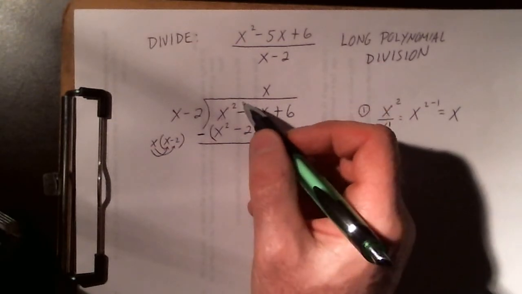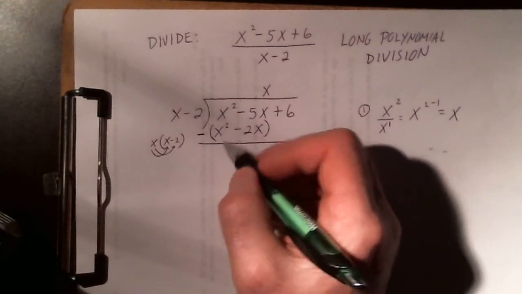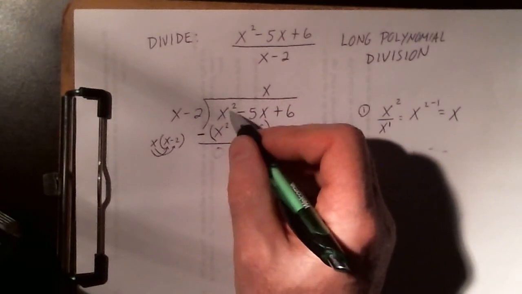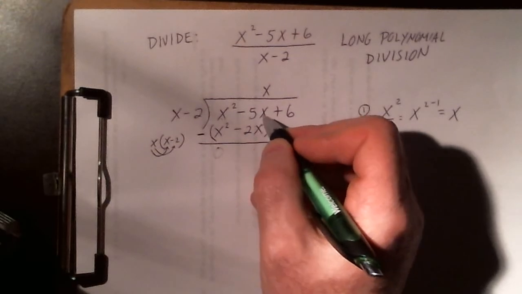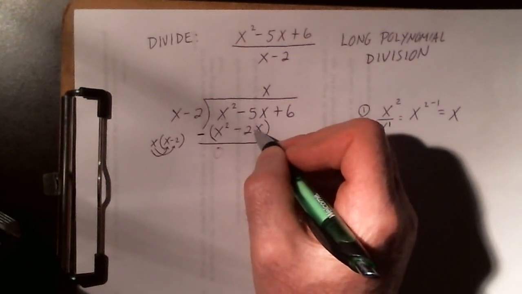Now, x squared subtract itself is 0. So the x squareds cancel out. A negative 5x subtract a negative 2x. You have to be very careful with your signs.